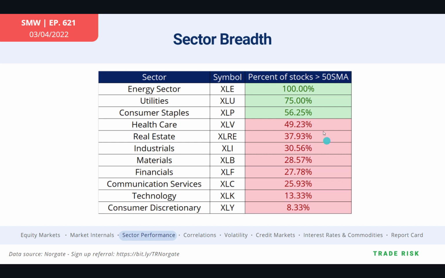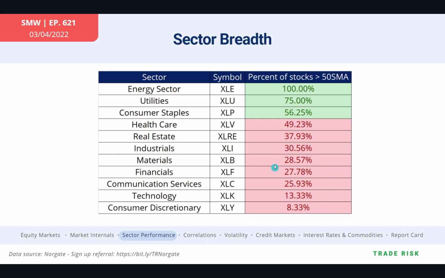Okay. If we start to go down this list, you can see healthcare, a pretty even race here. Half the stocks are above a 50 SMA, half are below. But in this environment, that's still pretty darn good. Real estate, so on and so forth, all the way down. You can see consumer discretionary, only 8.33% of stocks are above a 50 SMA right now.